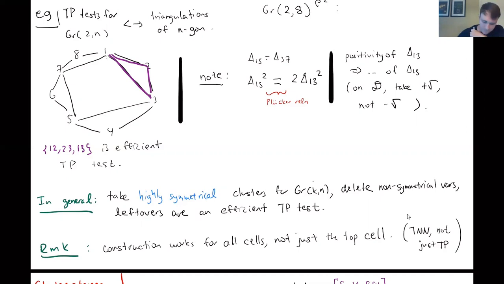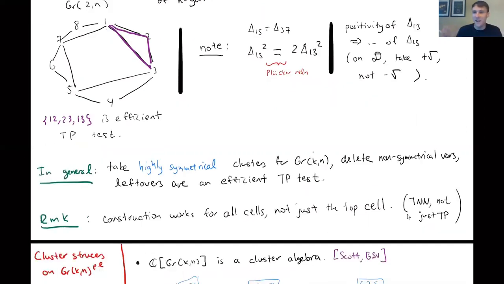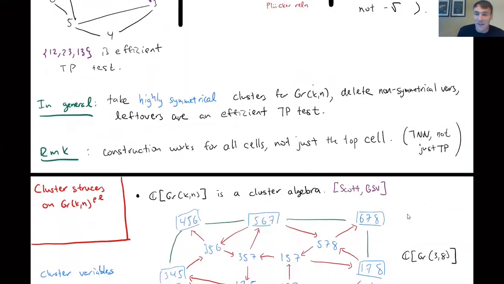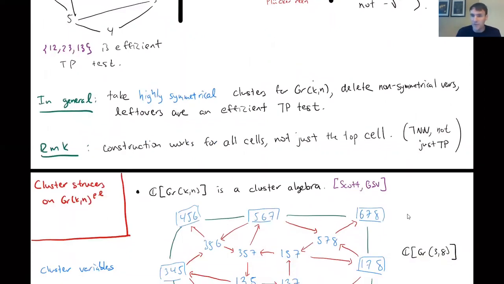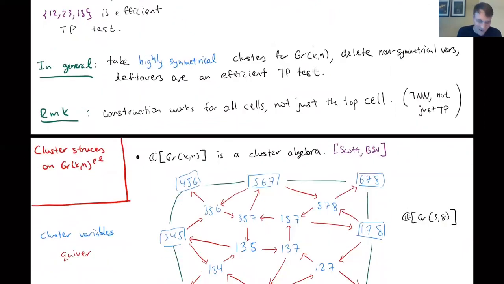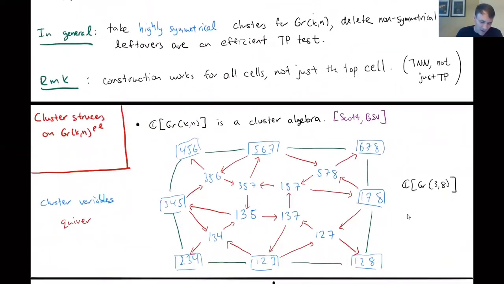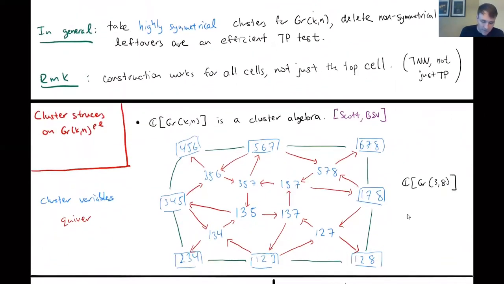Okay, so the last theorem I'd like to talk about has to do with cluster algebras, and this is the Msu cluster structure. So cluster algebras need no introduction, I hope. A well-known statement is that the coordinate ring of the Grassmannian is a cluster algebra. I think this was proved by both Scott and Geiss-Leclerc-Schröer.